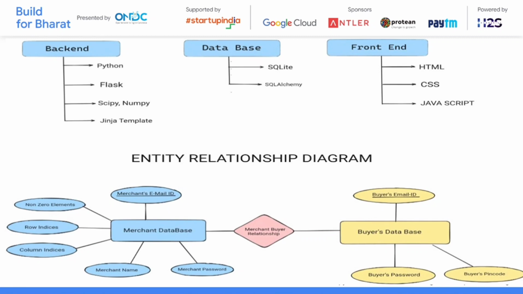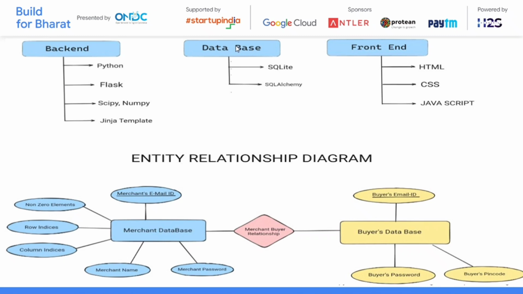Now talking about the basic architecture, we start with the backend part. The main coding language used here is Python, so everything in the backend is Python based, and Flask is a Python framework for developing web-based applications. SciPy and NumPy are two modules in Python used for the mathematical operations on the sparse matrix performed in our project. And Jinja template is used as a connector for connecting the backend with the front end or user interface of the system.